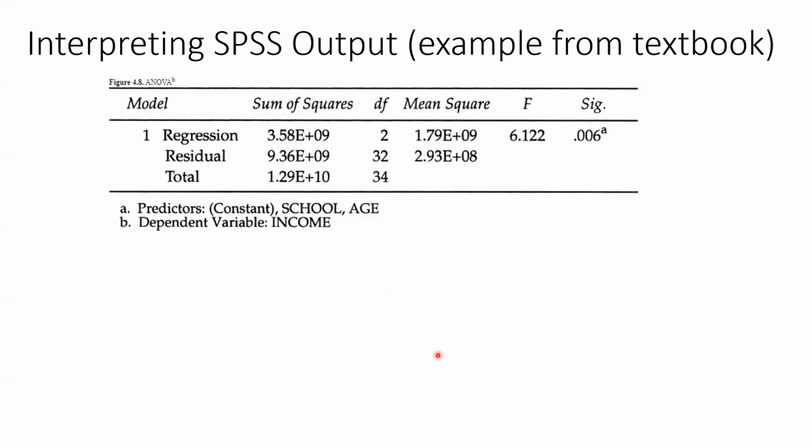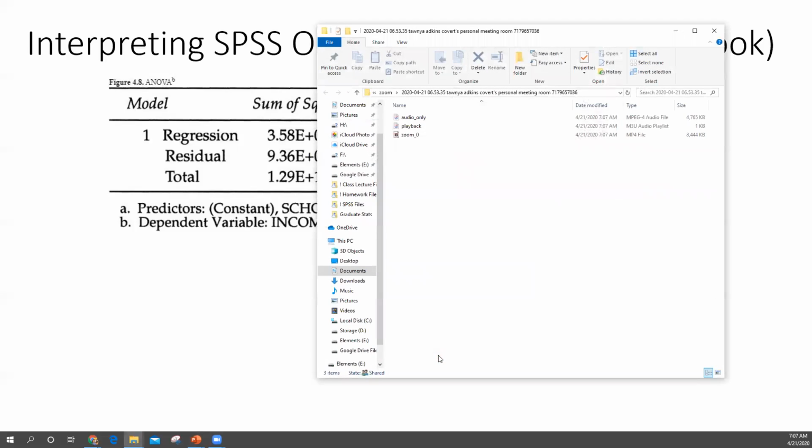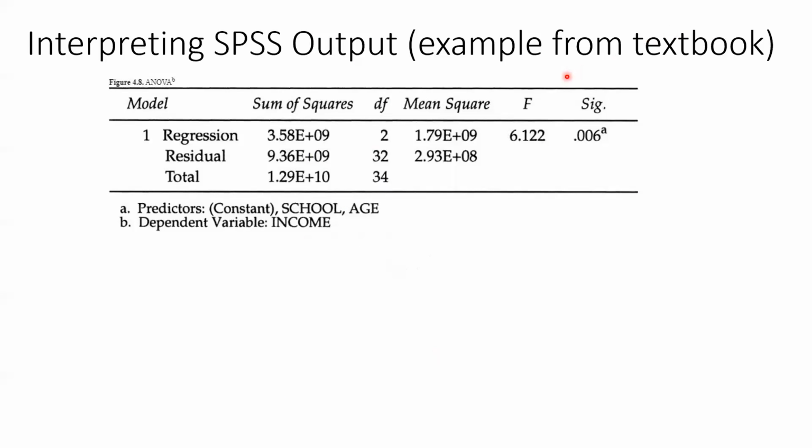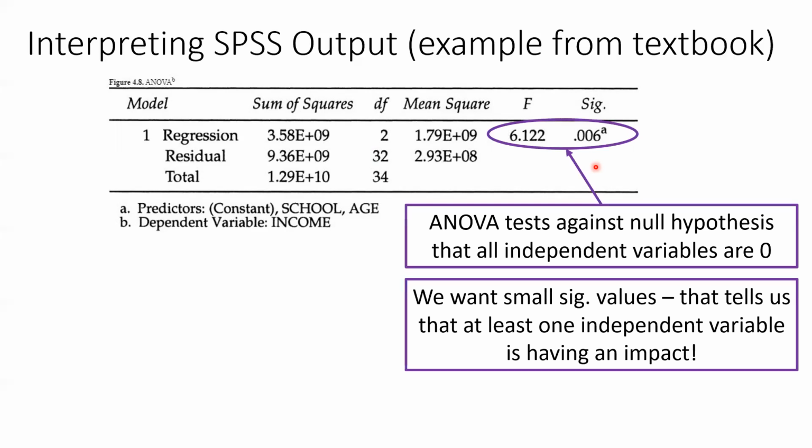Figure 4.8 is our ANOVA table. ANOVA stands for analysis of variance, and it includes the sum of squares, the degrees of freedom, and the mean squares, right? This is also an ANOVA table, and it gives you the significance level as well. So you have your F value and you have your significance level. Allison points out that the significance level is really the only important thing to look at in this table, because it is our test against the null hypothesis that all the independent variables are zero.